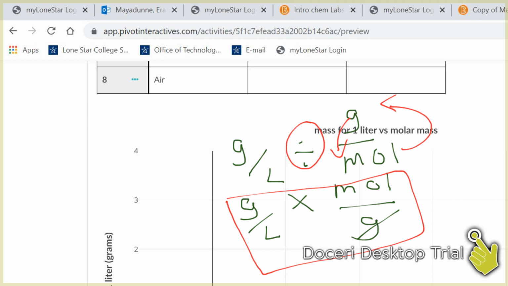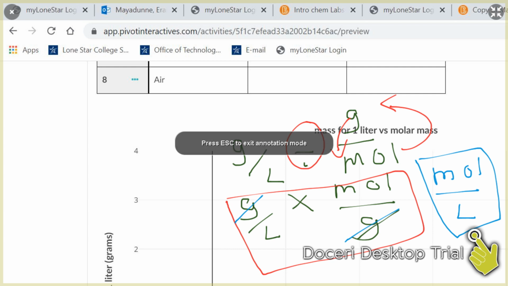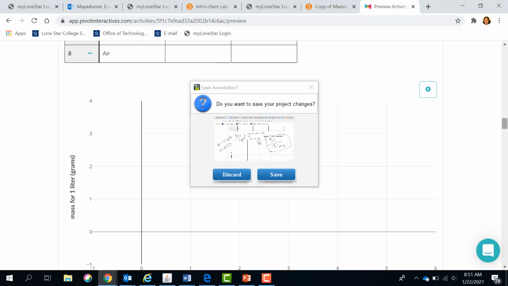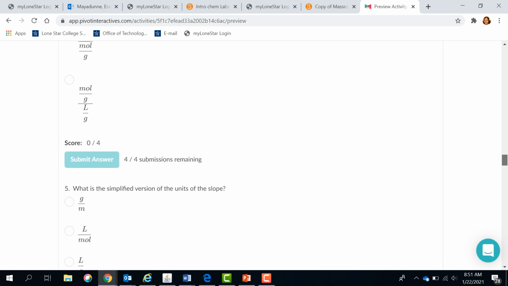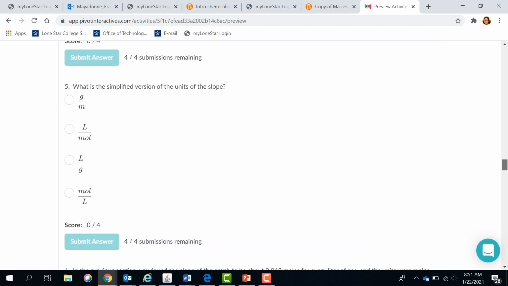Now, because you see grams and grams, I can cancel. But I cannot cancel moles per liter. So when I simplify, I end up with moles per liter. These are the units for the m. Moles per liter. Okay, so we figured it out: grams per liter, grams per mole, and we get moles per liter.